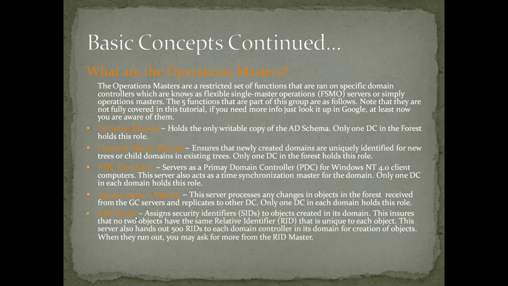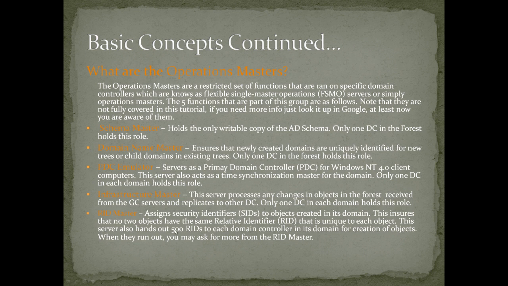And lastly, we got the RID master. So this assigns security identifiers, so SIDs, to the objects created in its domain. So this ensures that no two objects have the same relative identifier that is unique to each object. So all this is like when you're setting up users or printer accounts or group accounts, that you can't duplicate them within the same OU. Okay, that's important. You can have duplicate names, but they can't be within the same organizational unit. Your sales OU, I can't have two Paul St.Onges. Okay, and the RID master will show you that, and hey, you have a duplicate name.